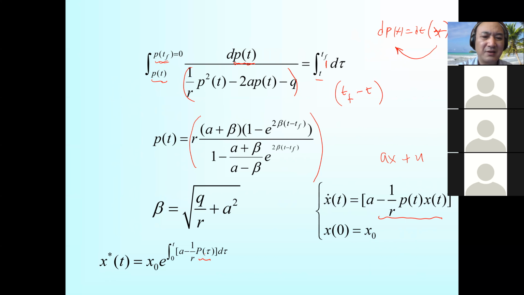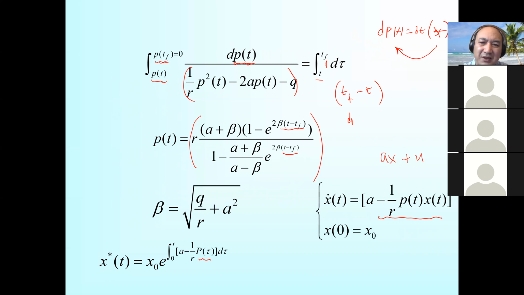P tau here. Okay. And regarding y, exponentially is e to the a (t minus tf). Okay. Why is this true? You need some work to prove this one. And it's actually not very hard. Why? Because if you think about it, you can do some differentiation like this.